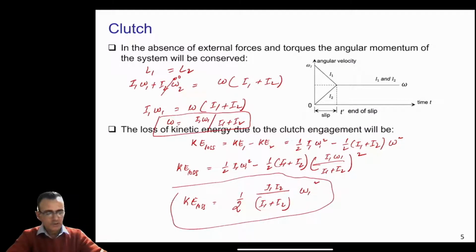So this is another equation that we derived for the kinetic energy loss, which is half I1 I2 over I1 plus I2 times omega 1 squared. Again, if you know omega 1 and the moments of inertia, you can calculate the kinetic energy loss. You don't need to worry about omega here because we just replaced omega by this equation.